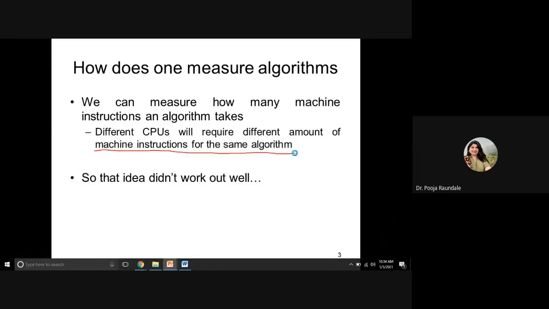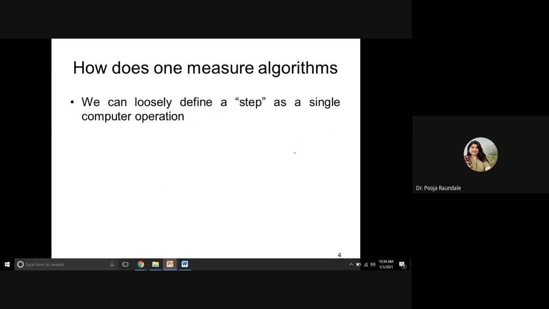So how to compare the algorithm? We can loosely define a step as a single computer operation. So one step we will consider as one unit. For example, a comparison would be one unit, an assignment would be one unit. Now here we are not considering time, because as I mentioned, feet cannot be compared with inches. It has to be brought onto the same level. Either feet has to be converted into inches, or inches into feet, whatever. And then you can compare the things, right?